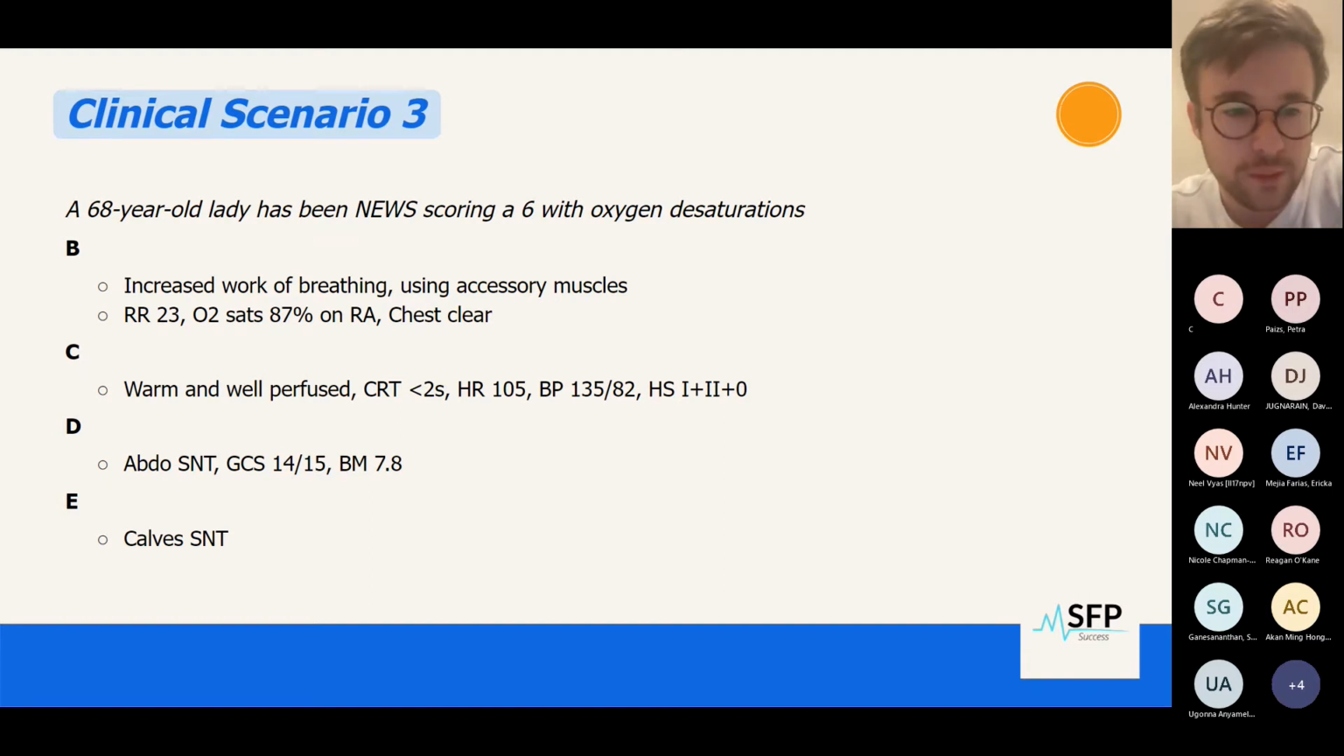So I'll just give you some information about history. She's 68 years old. She's been feeling quite short of breath over the past couple of days. She's been having some pain in her chest, particularly when breathing. It's very sharp, about 7 or 8 out of 10. The pain doesn't go anywhere else. It doesn't radiate. And she hasn't really had any other associated symptoms, like no nausea, no clamminess or sweating.